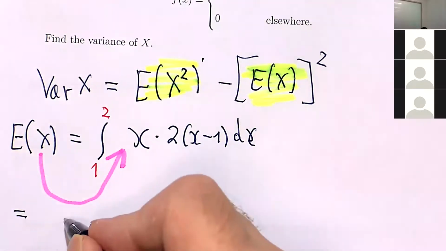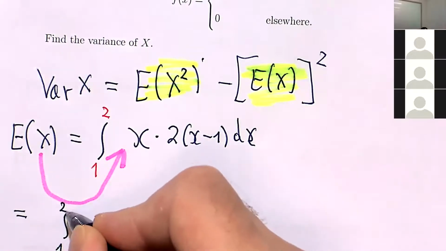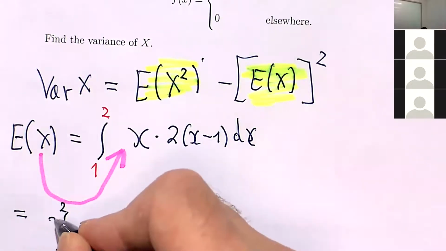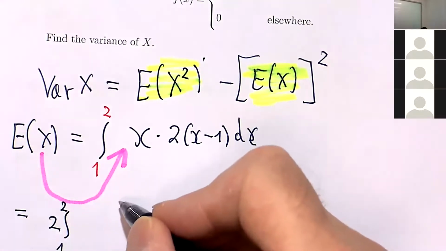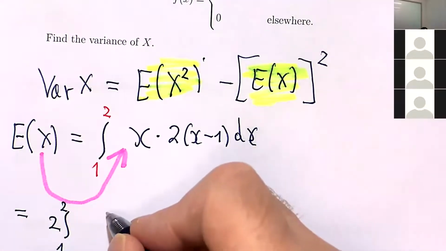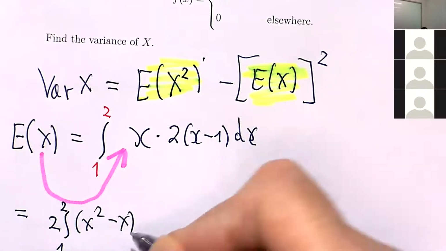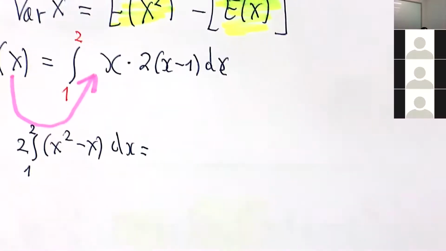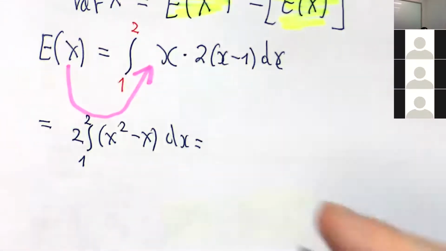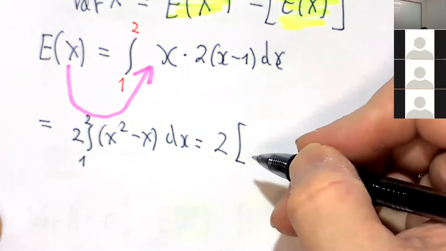Which is the integral from 1 to 2, so the 2 goes in front: x squared minus x dx, which is further equal to 2. Now let's evaluate this integral.